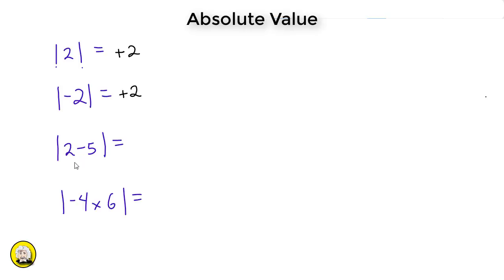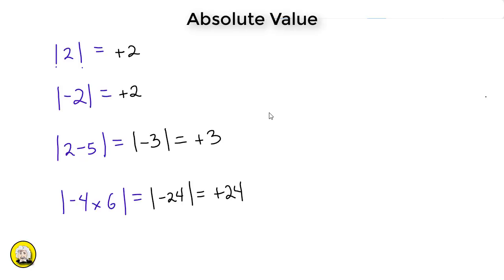And that's true even if we have a more complicated operation. The absolute value of 2 minus 5: first step, evaluate the expression within the absolute value symbol, and that turns out to be -3 in this case. And the absolute value expression applied to that turns the result positive. And the answer is +3. Likewise, the absolute value of -4 times 6 evaluates to -24, and the absolute value of that becomes +24.